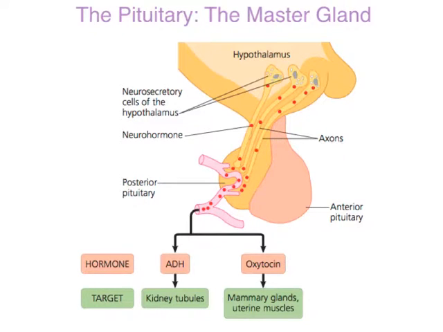Hormones can affect two different types of target cells. Hormones that affect other endocrine glands are called tropic hormones. Hormones that affect non-endocrine target cells are called non-tropic hormones. And that leads us back to the idea of the pituitary being the master gland. The pituitary is the master gland because many of the hormones it releases control other endocrine glands.